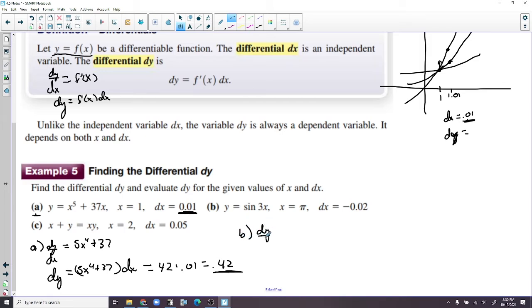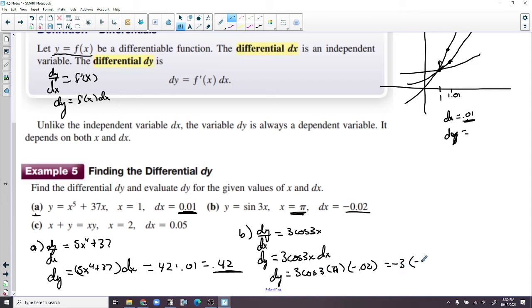Letter B, now we're just going to do the same thing. So dy/dx is 3 cosine of 3x. We'll multiply over the dx: 3 cosine of 3x times dx. So the change in y is equal to 3 cosine of 3 times pi, since they tell us x is pi, times negative 0.02. Well, the cosine of 3 pi is negative 1. So we get negative 3 times negative 0.02, which is 0.06. So y changes by 0.06 when x changes by negative 0.02.